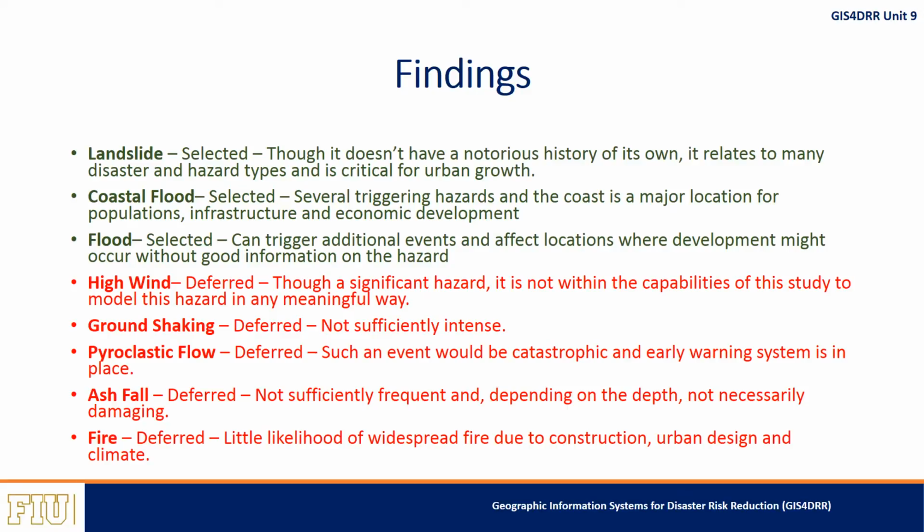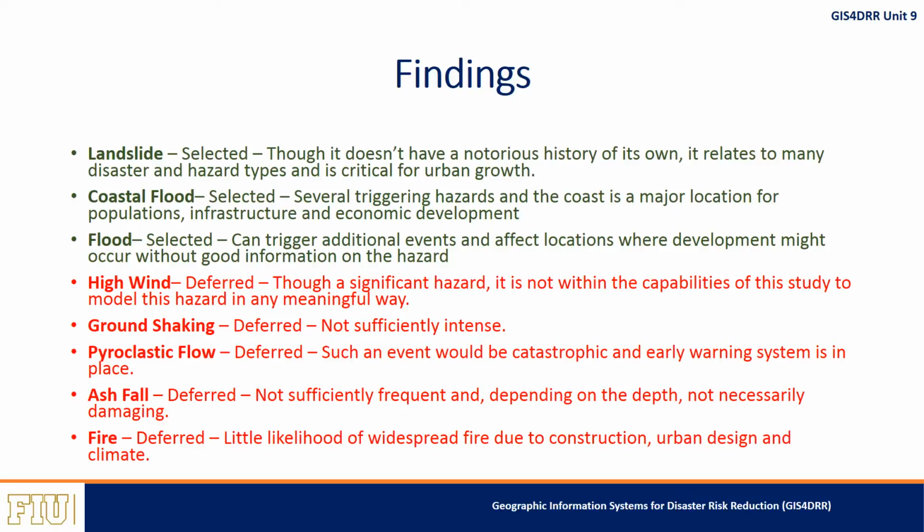So here's our findings, sort of teased in the previous slide. We selected landslide. It doesn't have its own notorious history, but it relates to many disaster and hazard types and is critical for urban growth. We selected coastal floods because, as we mentioned, there's a lot of growth going on there and a lot of seasonal and year-round population lives there.